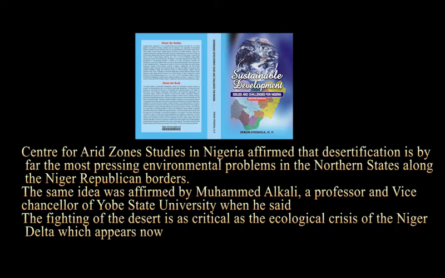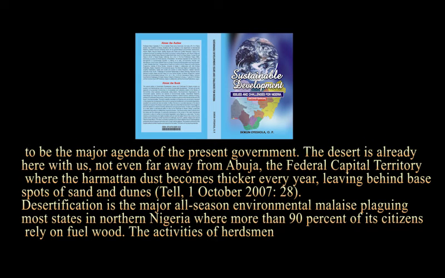The same idea was affirmed by Muhammad Alkali, a professor and vice-chancellor of Yobe State University, when he said the fighting of the desert is as critical as the ecological crisis of the Niger Delta, which appears now to be the major agenda of the present government. The desert is already here with us, not even far away from Abuja, the federal capital territory, where the Harmattan dust becomes thicker every year, leaving behind bare spots of sand and dunes.